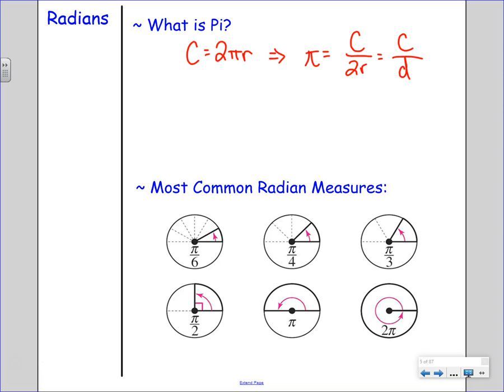So what is pi? It is the ratio of the distance around a circle to the distance across a circle.